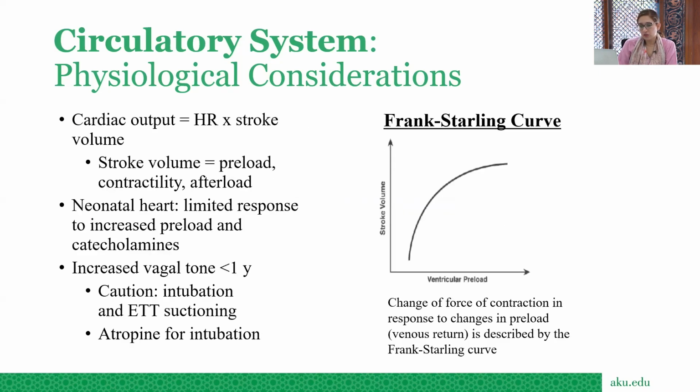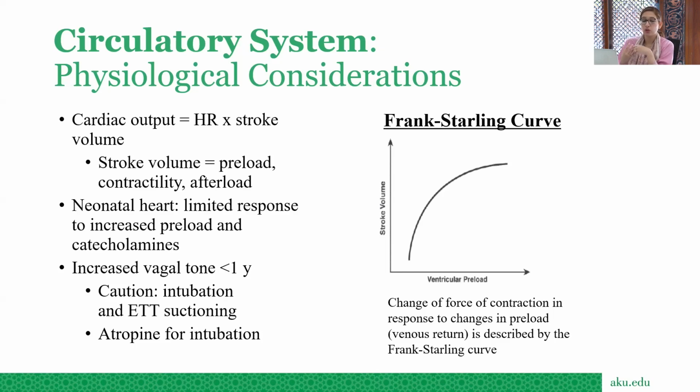Some physiological considerations of the circulatory system include the Frank-Starling curve. The cardiac output is basically heart rate times stroke volume. That's important. And the stroke volume, as we see in this diagram, the y-axis shows the stroke volume. The stroke volume is essentially the preload, the afterload, and contractility. This may be a little beyond the scope of this presentation, but we just need to understand what the cardiac output actually depends on, right?